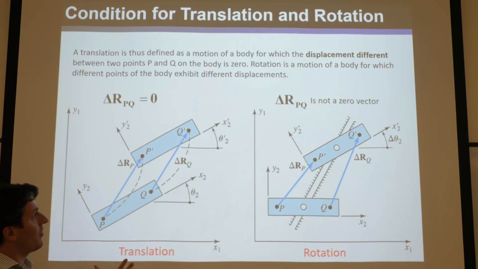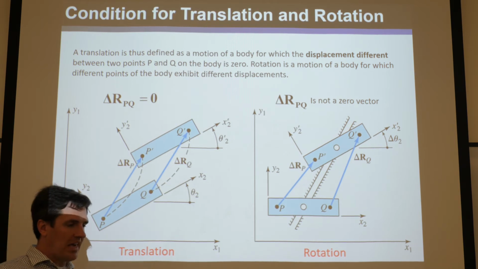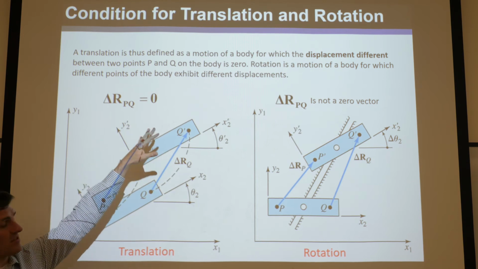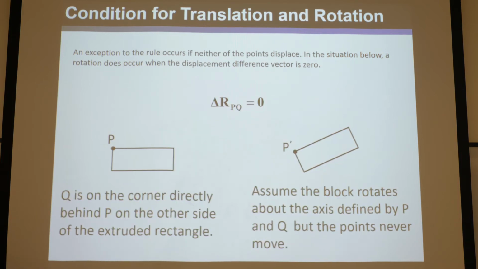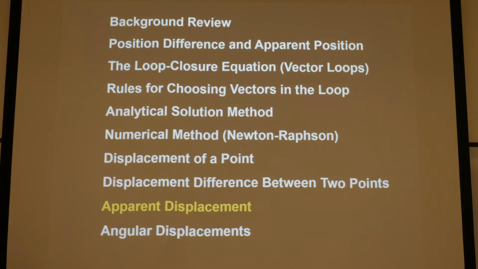So the full rule is if either p or q or both displace and their displacement difference vector is 0, then it's a pure translation. Otherwise it could be a rotation, right?